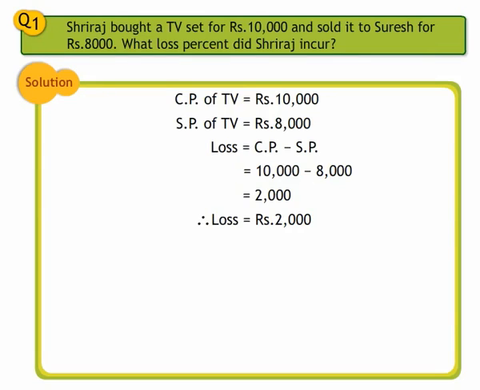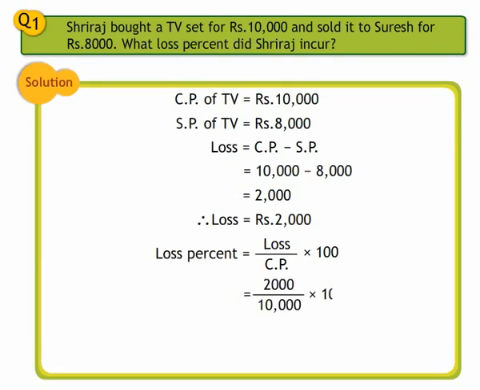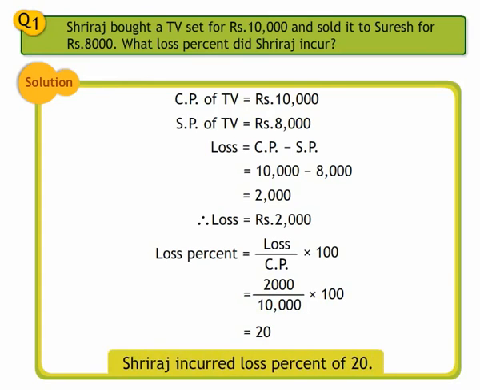We have to calculate loss percent. Loss percent is loss upon cost price into 100, which is equal to 2000 upon 10,000 into 100. We get loss percent as 20. Thus, Shriraj incurred loss percent of 20.